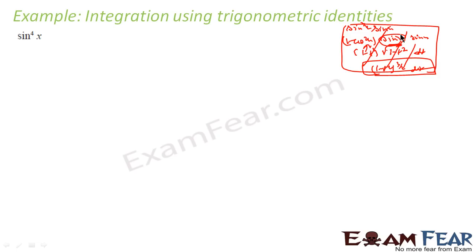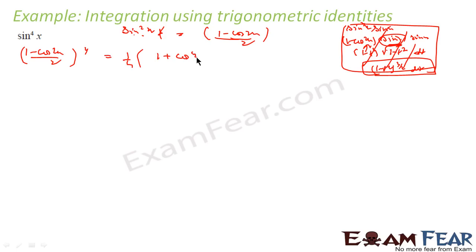One easier way is using trigonometric formulas. I know that sine square x is nothing but 1 minus cos 2x by 2. See, everywhere what we are doing is converting the product sine x into sine x into some other form, because if it is of some form, it is very easy to find integrals. So sine 4x will be nothing but 1 minus cos 2x by 2 whole square. Correct. And this is nothing but 1 by 4 into 1 plus cos square 2x minus 2 cos 2x.